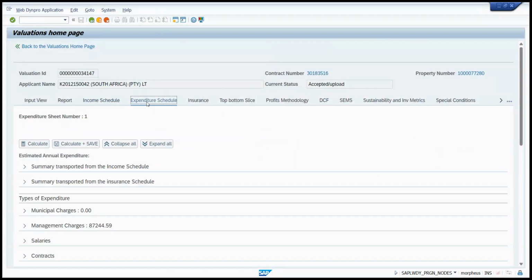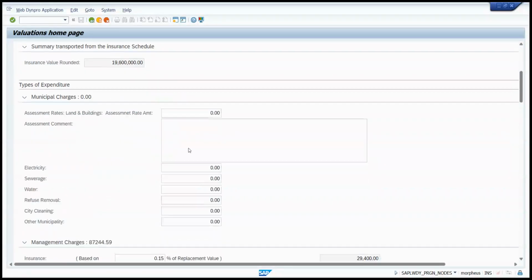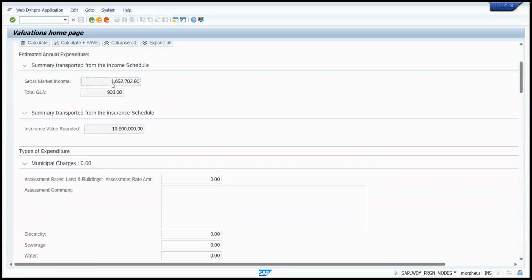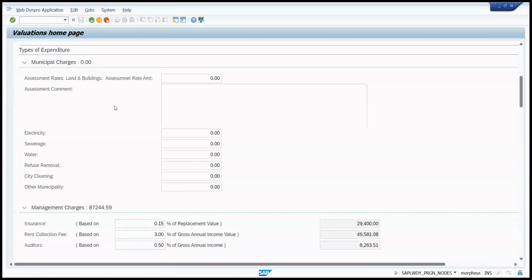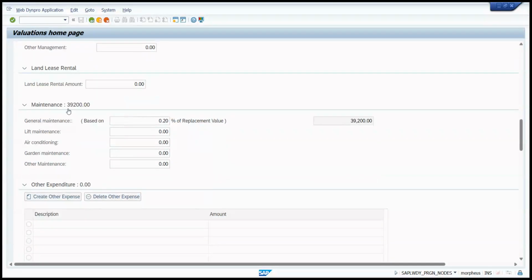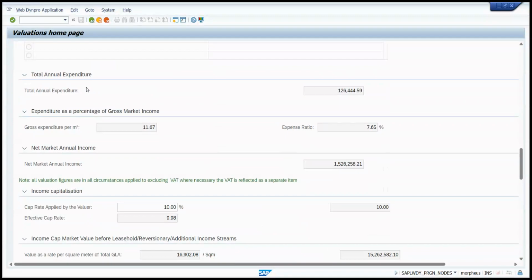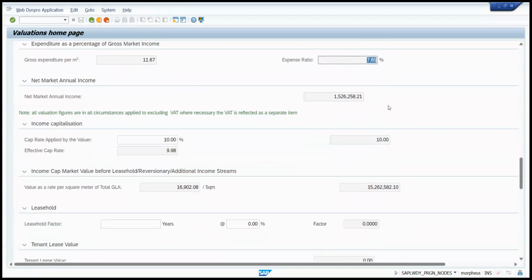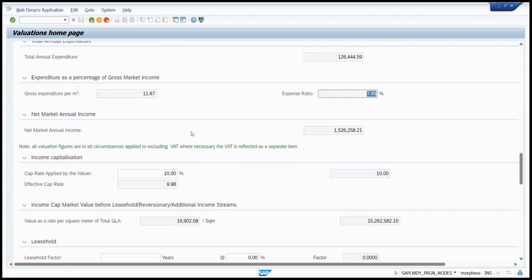Now we can capture the expenditure. From the expenditure, we'll first see that we've brought back the gross market income of 1.65. And now we're just showing some of the expenditure, some management charges, some maintenance costs, to get to a total annual expenditure of 126,000, which is about 7.65% of the gross income.